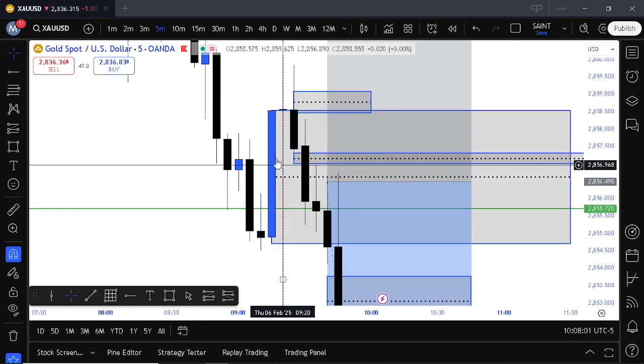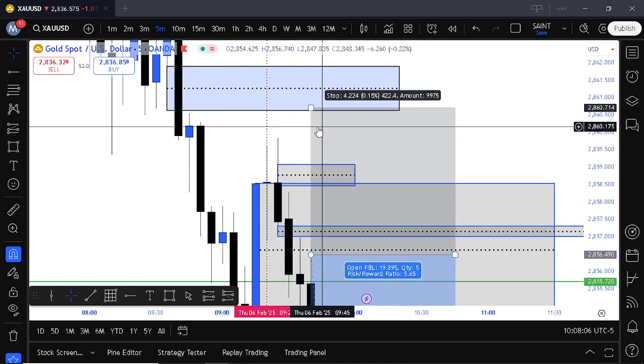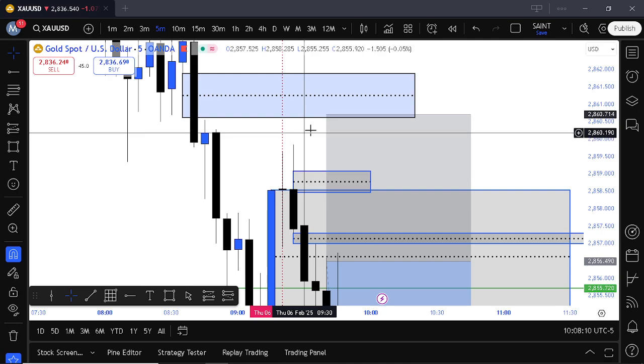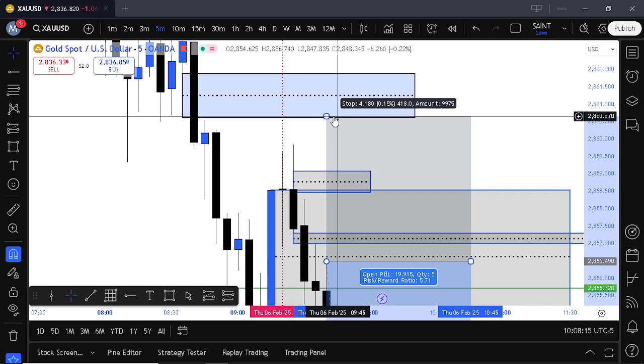So I had my order block right here. I decided I was going to put my stop above these highs in the order block. Probably put my stop too much, but this is just to be safe. It's a 4 pip stop loss.